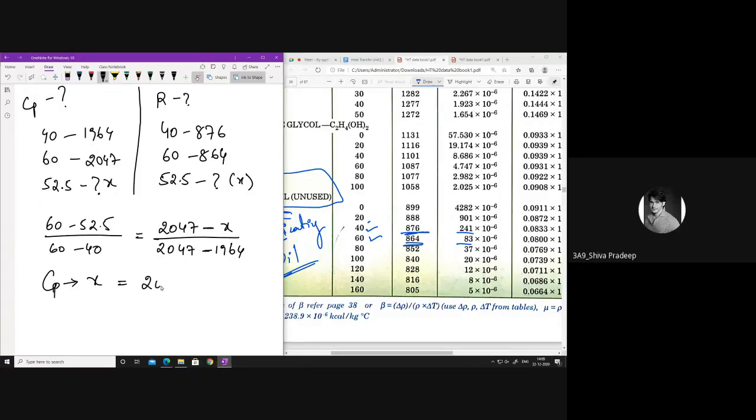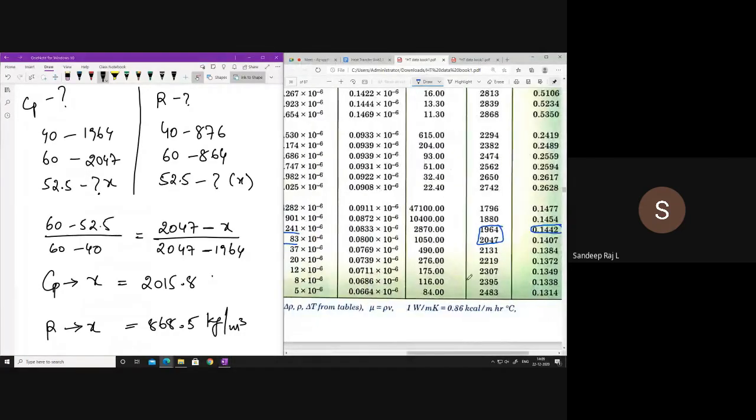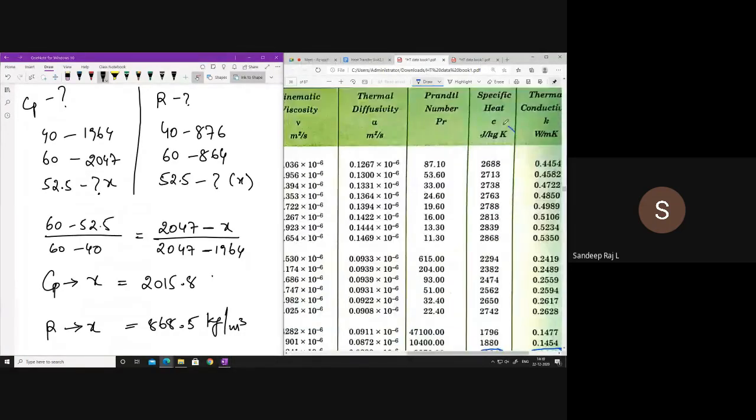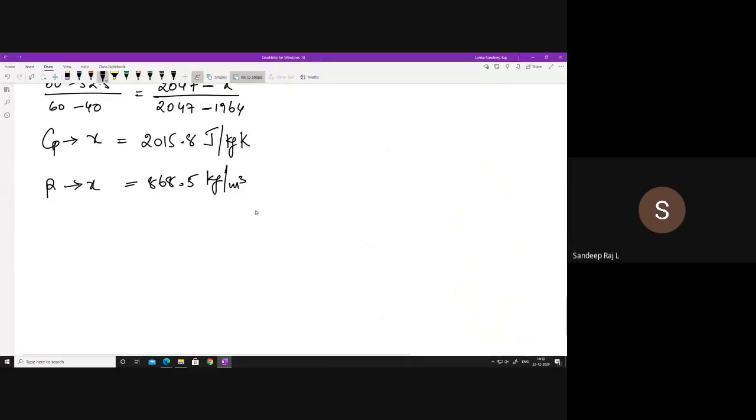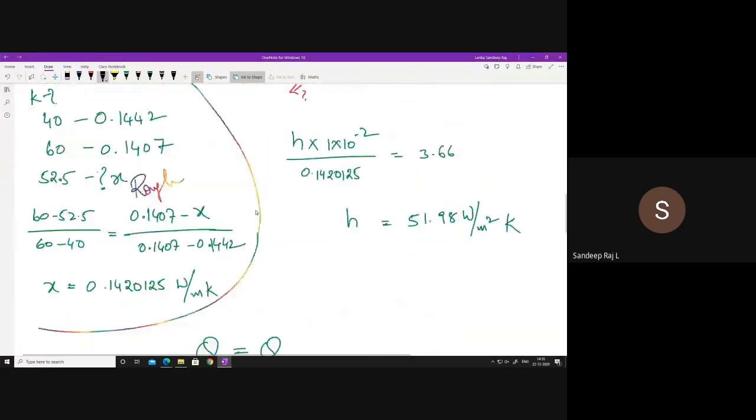2015.8. Very good. Row value 868.5, and this is measured in kg per meter cube. This is measured in what? Look at the units here. Joule per kg Kelvin. Sometimes people confuse it with kilojoule per kg Kelvin. That's why I'm showing you the units very clearly. CP units people confuse generally.